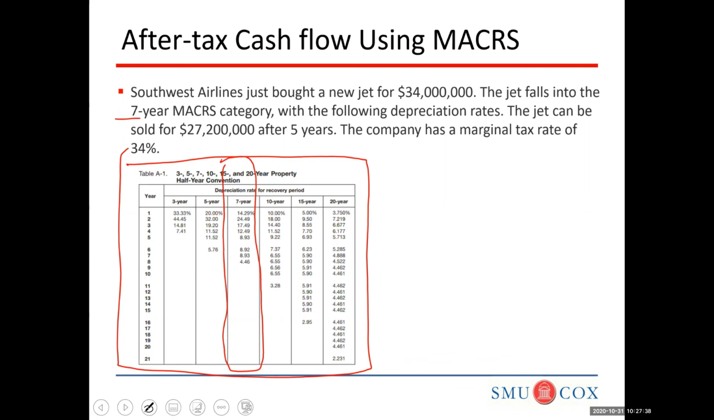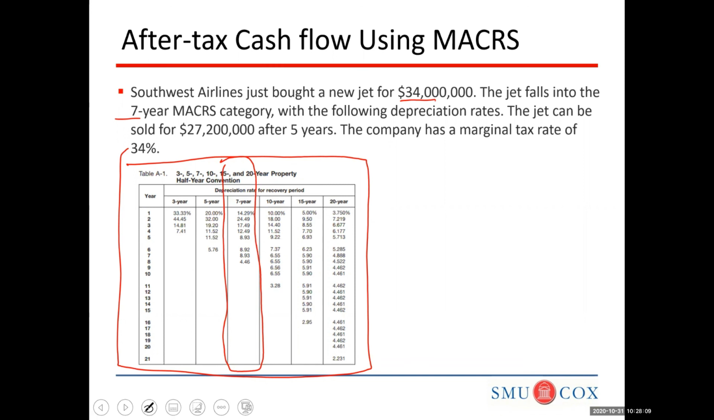So Southwest Airlines bought a new jet for 34 million. It falls into the 7-year category. The jet can be sold for 27 million after 5 years. And the question is again, what would be the after-tax cash proceeds if they sold it? So it's similar to the previous problem. What we need to do is calculate the book value after 5 years.